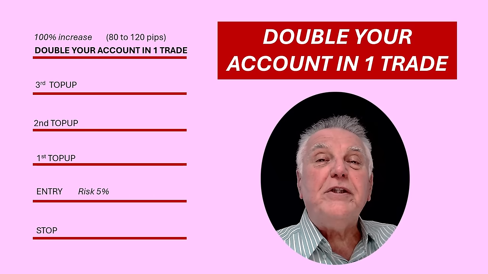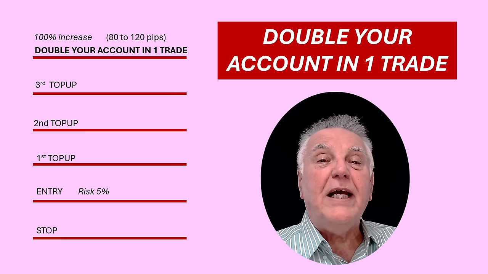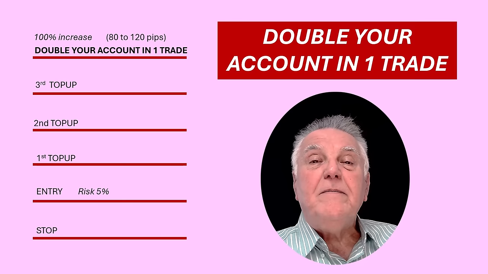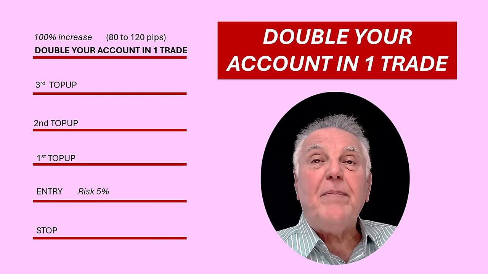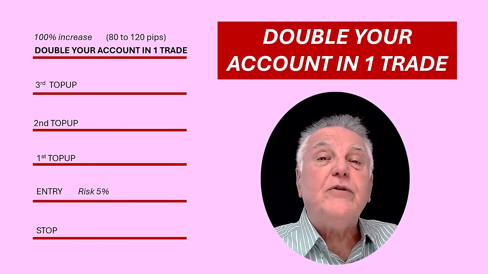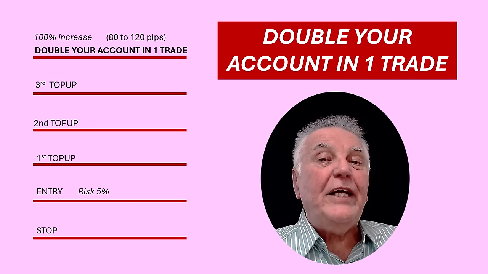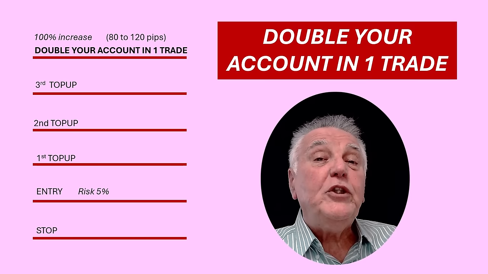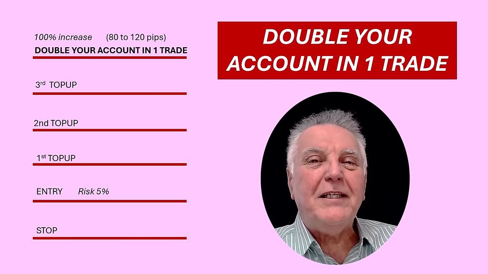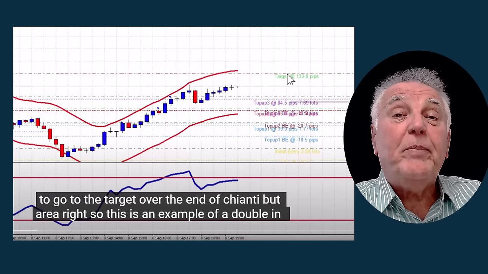So how it works is you normally would risk about 5% of your account at the entry level. And by the time the price action reaches the double your account in one trade level, you will make 100% return on your risk. Now this takes a trend of about 80 to 120 pips. But we'll look at that in a little bit more detail. And here's an extract from the video that you'll be watching pretty soon.